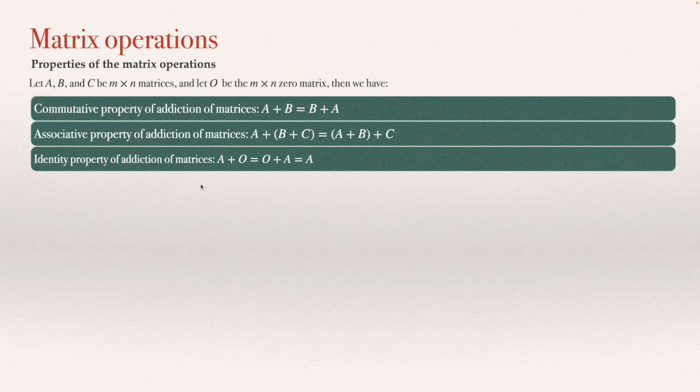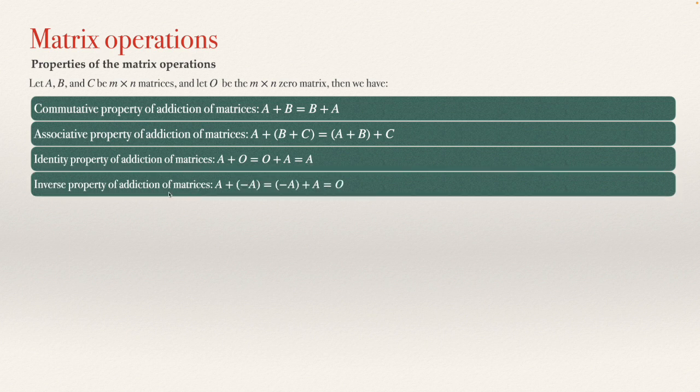We have also the identity property of matrices. If you add the matrix A plus the matrix 0, the answer is the same as adding the matrix 0 plus the matrix A, obviously, because the addition is commutative, but the answer will be the matrix A.